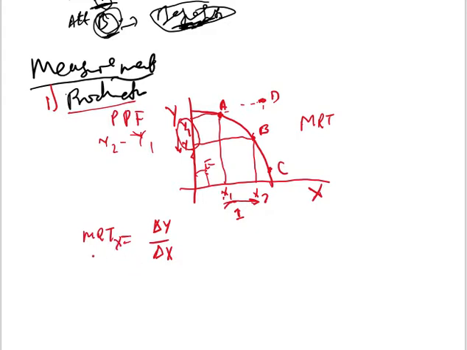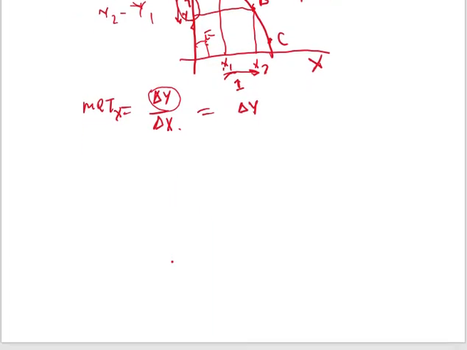Okay, the opportunity cost of X is going to be how much resources we have removed from the production of Y to produce this extra unit of X. If this is 1, then the MRT of X is going to be the change in Y, as we said here, if this is 1. So that's how we measure opportunity cost in production.